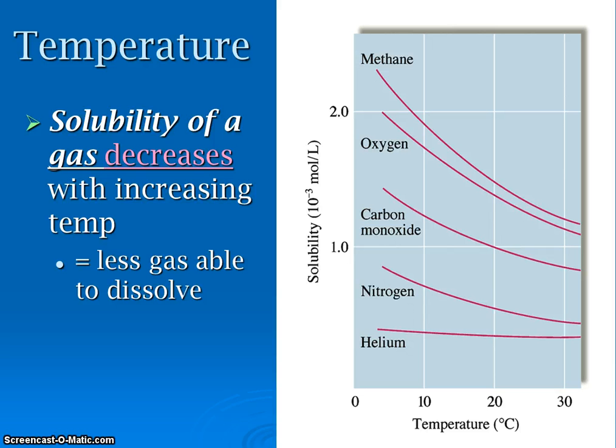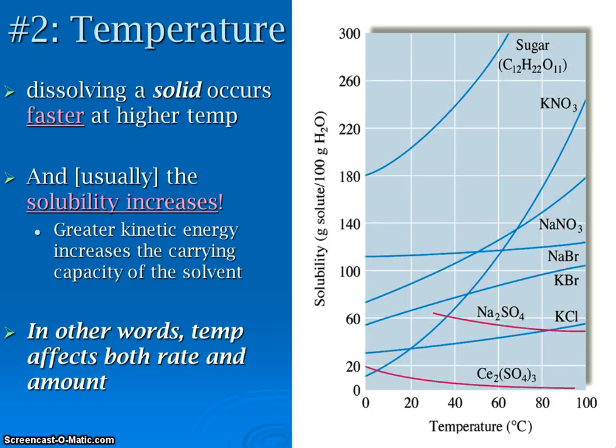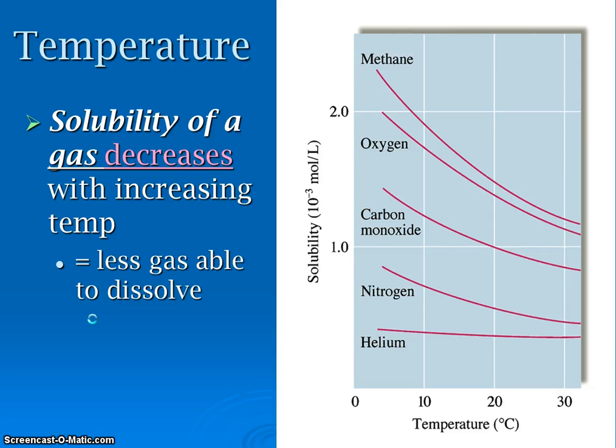With gases, however, as your solute, the relationship's not quite the same. In this previous graph here, you can see the blue lines are showing you positive slopes. These are all solid solutes, and for the most part, the greater that temperature, the higher the solubility. However, for gases, these are all gas solutes trying to dissolve into a liquid. The higher the temperature, the less solubility they tend to have. So temperature can do a couple different things.